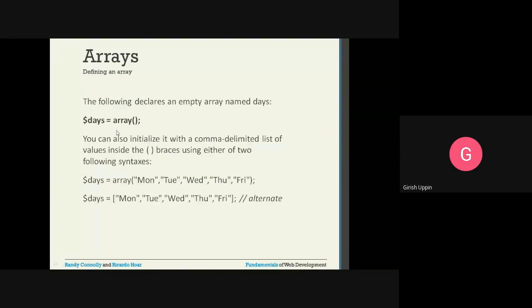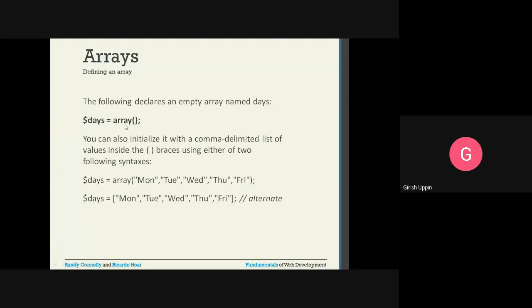This is the declaration of the array, and the name of the array is days. So $days is equal to array with an empty bracket and semicolon. What it will do is create an empty array. So an array called days will be created with empty values. And these are the other two ways we can have the array created.